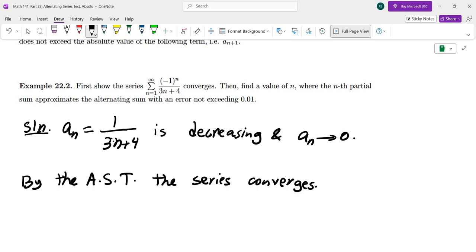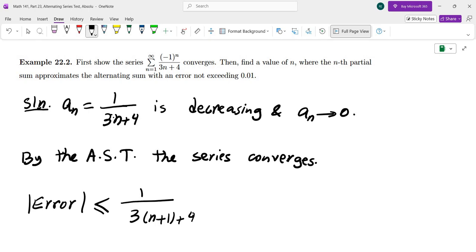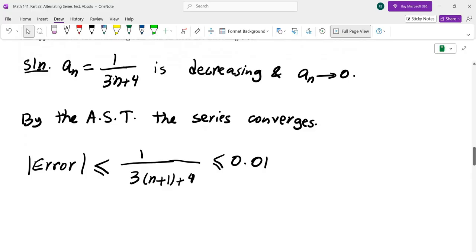So that's the first thing. The next thing we're going to do is, they said, find a value of n where the nth partial sum approximates the alternating sum with an error not exceeding 0.01. Well, we saw that the error is less than or equal to the n plus first term. The first term is obtained by plugging 1 in there, so the n plus first term is obtained by plugging n plus 1 in there. So we have this, and we want this to be less than 0.01. They said not exceeding, so it would be less than or equal to. So this is 1 over 100.